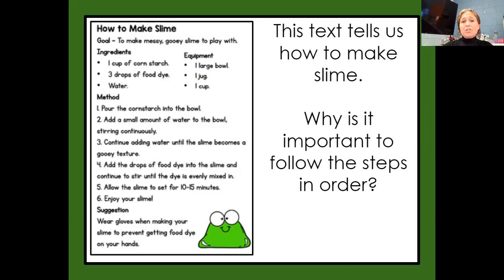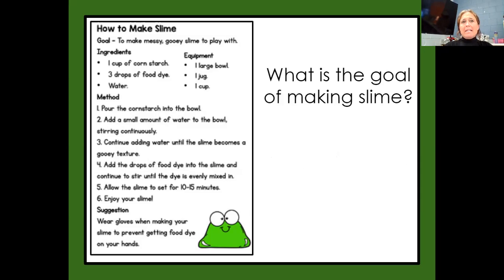It does give us a little bit of a suggestion that we should wear gloves when making our slime to prevent getting food dye on our hands. Now, the question we're answering first is, why is it important to follow these steps? Well, I know that I've tried to make slime before, and if I have not followed the steps that it tells you to do, like for example, continue adding water until the slime becomes a gooey texture, it doesn't end up having the right consistency and texture. It just ends up sticky and messy. So you want to make sure you're following these steps so that your slime turns out to be the right texture. It's not sticking to you, but it feels kind of gooey.